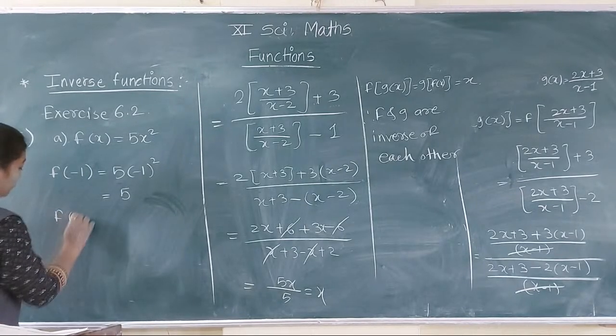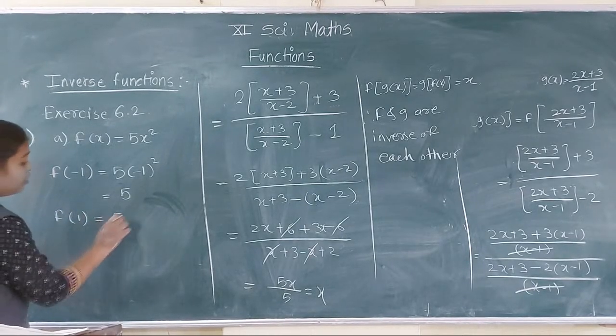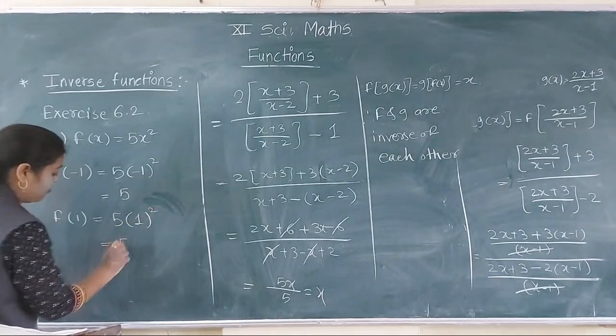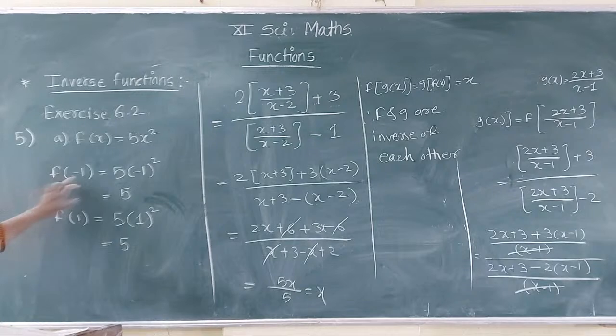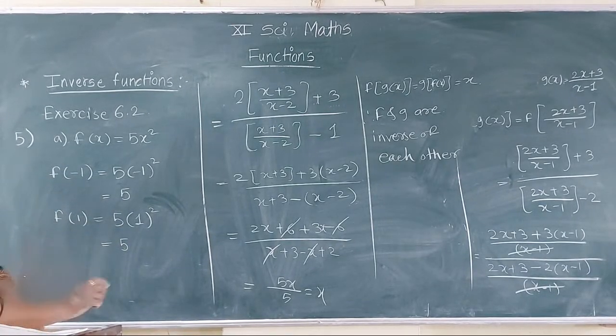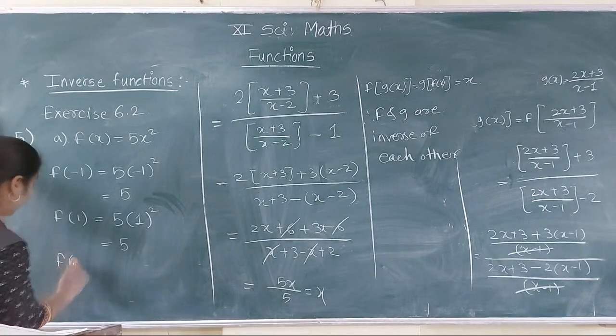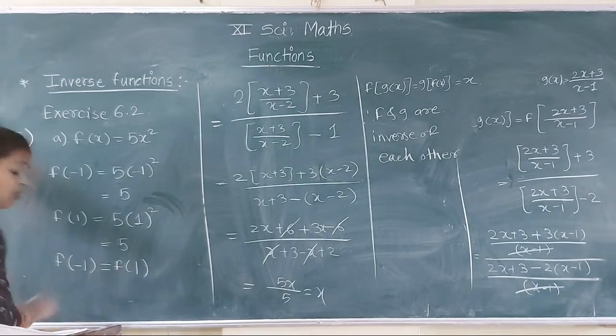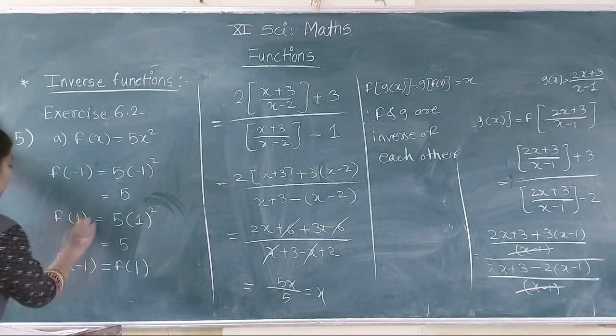Then f of y, 5 into 1 square, that means 5. So here we get the value of f of -1 as 5 and the value of f of 1 is also 5. That means here we see that f of -1 is equal to f of 1, or f of 1 is equal to f of -1.